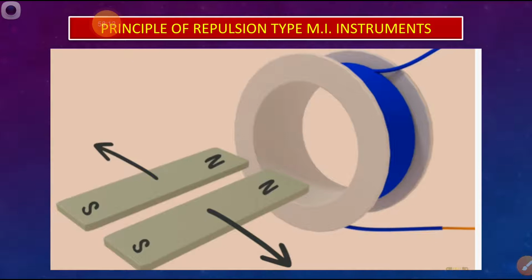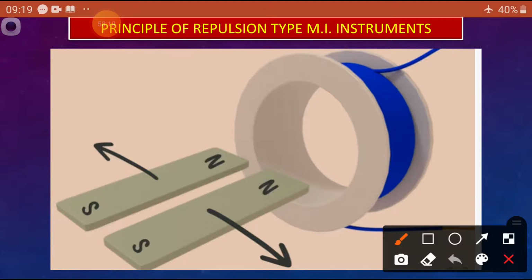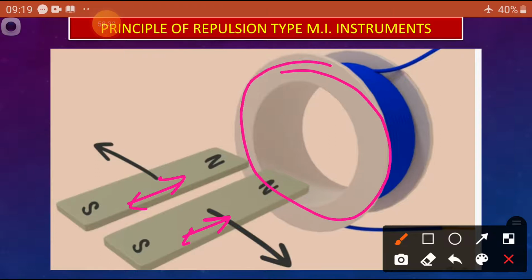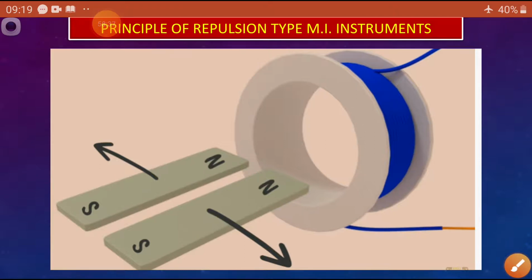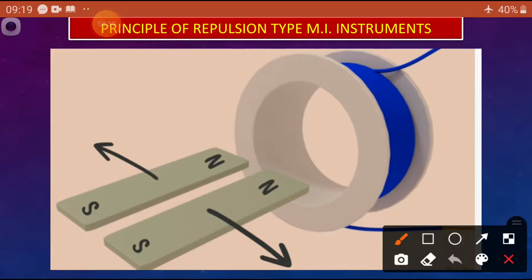I think you are very familiar with this one, but just recall what you have seen in previous classes at school level. Here is one iron piece, a ferromagnetic material. Now, this is our solenoid, a copper wire wound around it. When current is passing through this, a magnetic field develops.